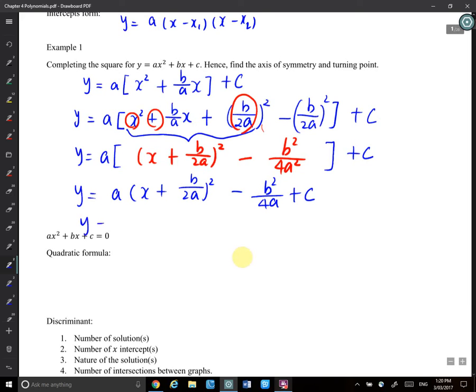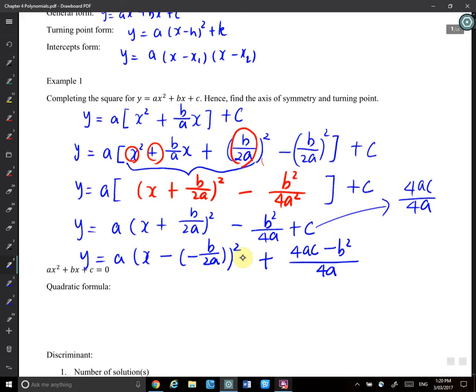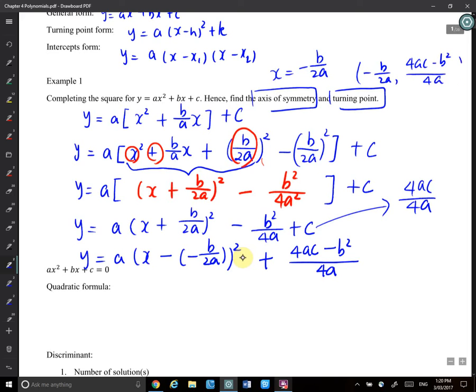I can make the same denominator. I can say that's a(x minus negative b over 2a) squared, because it's x minus h, plus k, so it's plus 4ac minus b squared over 4a. Okay, c can become 4ac over 4a, so it's 4ac minus b squared. Then the axis of symmetry will be x equals minus b over 2a, and the turning point will be minus b over 2a, comma 4ac minus b squared over 4a.